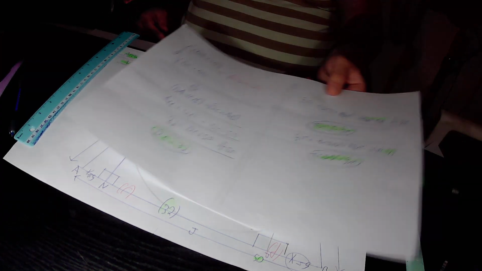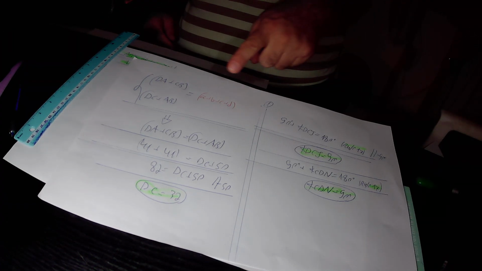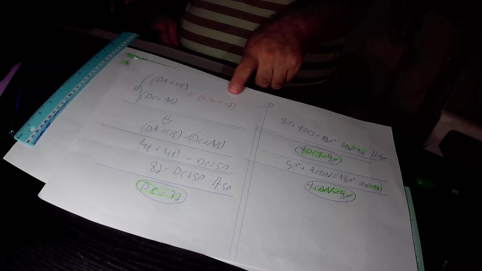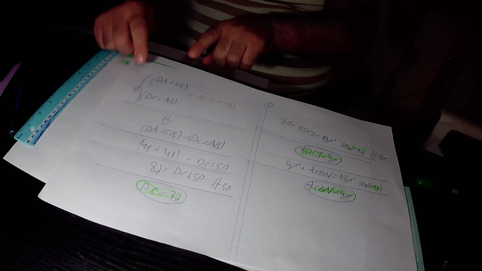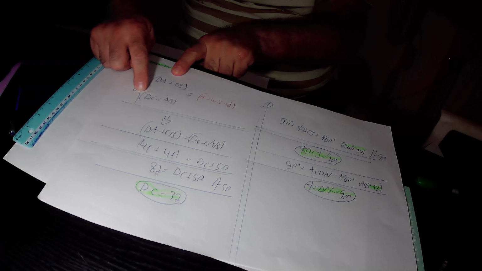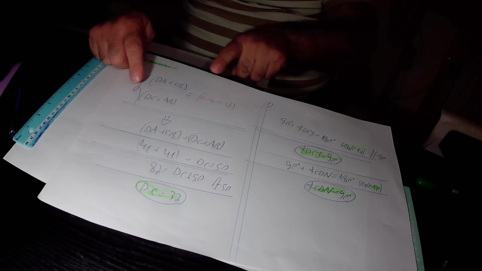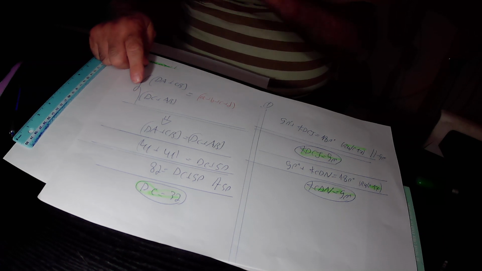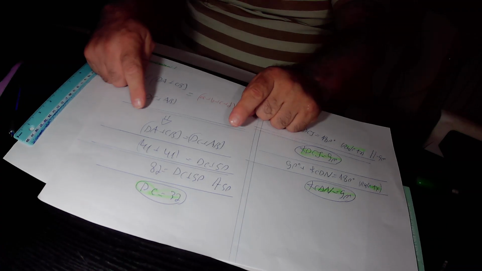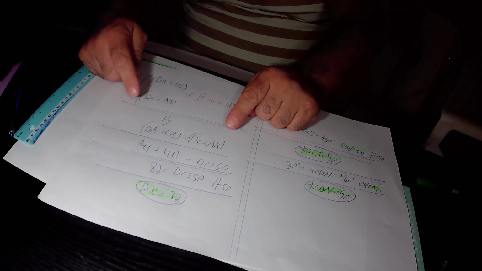So if you found out that DC plus AB also equals A plus B plus C plus D, then because those two expressions are both equal to A plus B plus C plus D, they must be equal to each other. That is to say, DA plus CB equals DC plus AB.